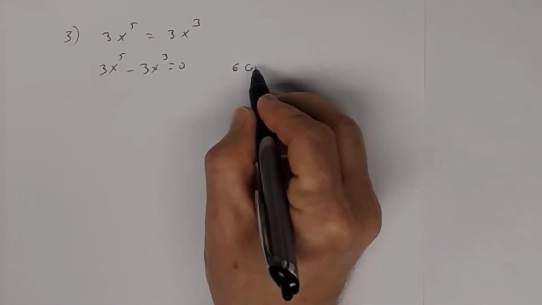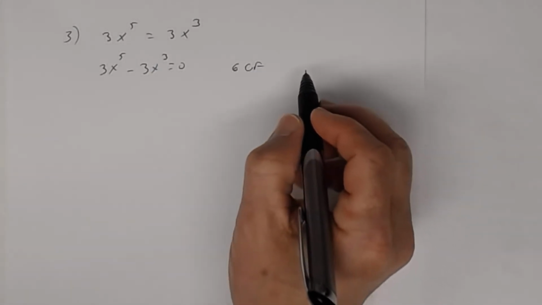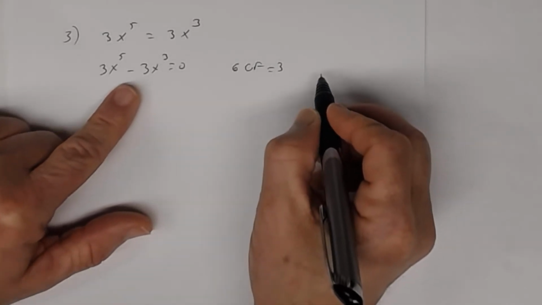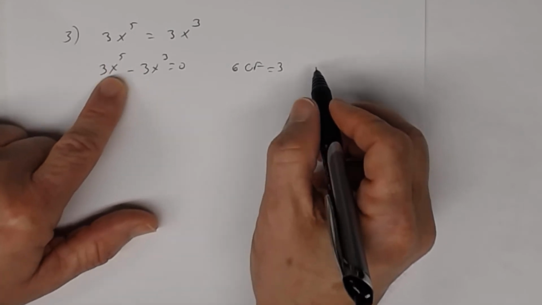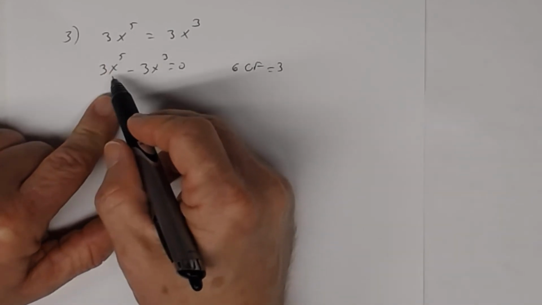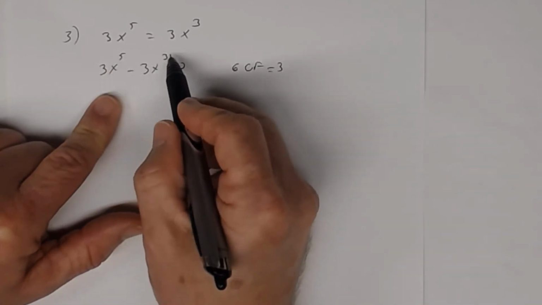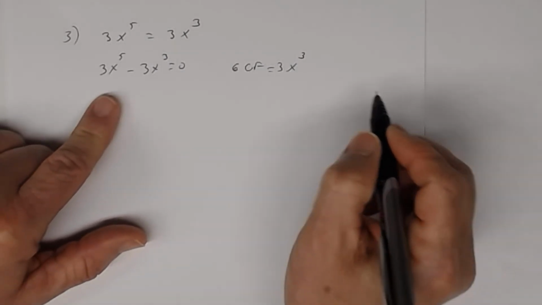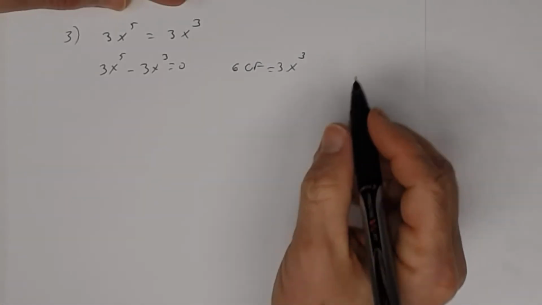And then I'm going to ask myself, what is the GCF? Well, they both have 3 in common. That's the largest common factor. And in terms of the variables, there are 5 factors of x here and 3 factors of x here. I'm going to use the smallest, which is 3. So my GCF is 3x cubed.